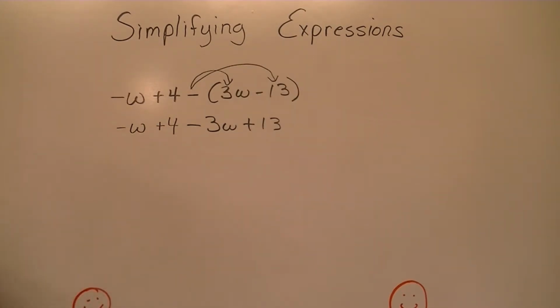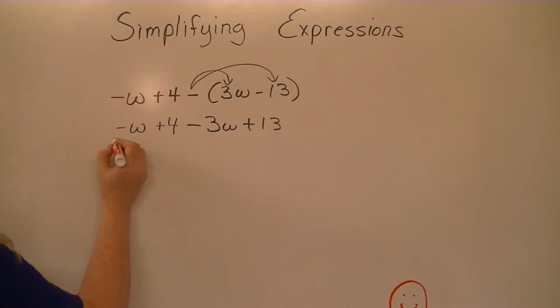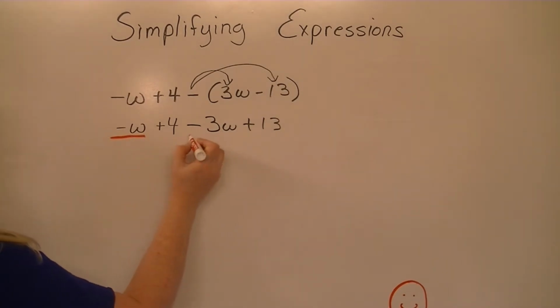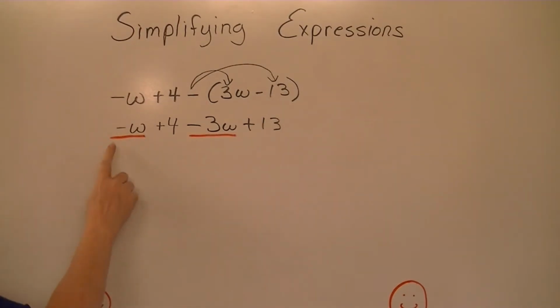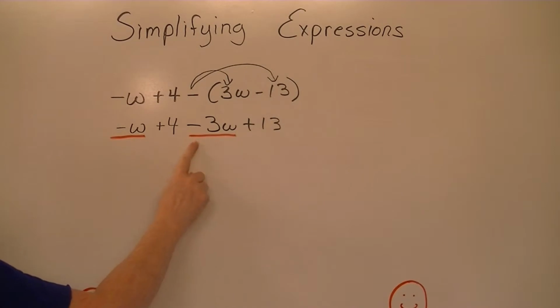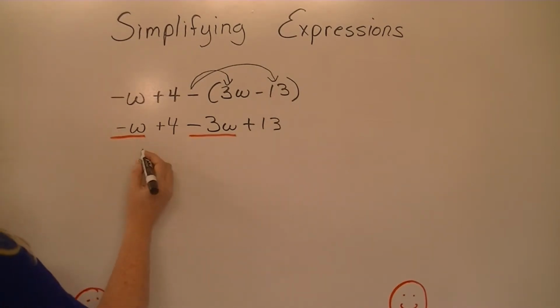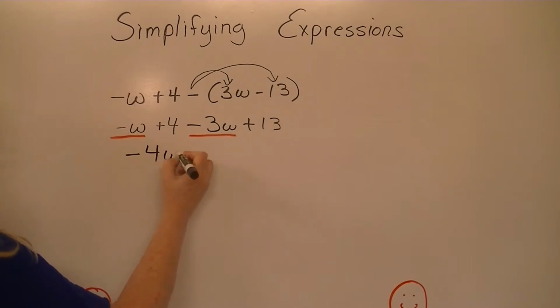We're going to look for like terms. So the variable in this one is w's. I have a negative w and another negative 3w. They're the same sign, so I'm going to take the sum, add them. This is like a 1w, so it would be negative 4w.